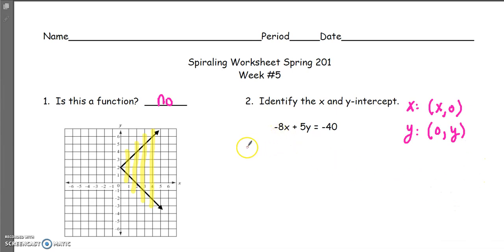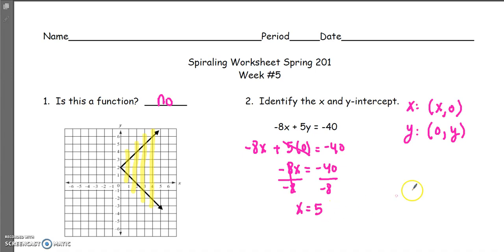So if I want to find my x-intercept, I replace my y with 0. That will cancel this term out, and it just leaves negative 8x equals negative 40. I can divide both sides by negative 8, and I'll get x equals 5. So my x-intercept will be 5, 0.